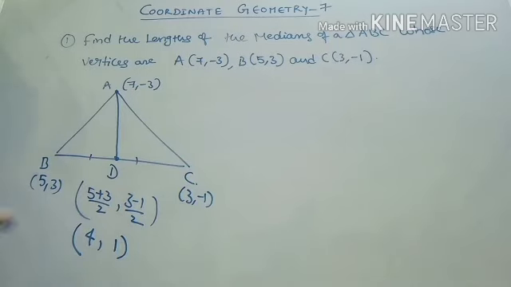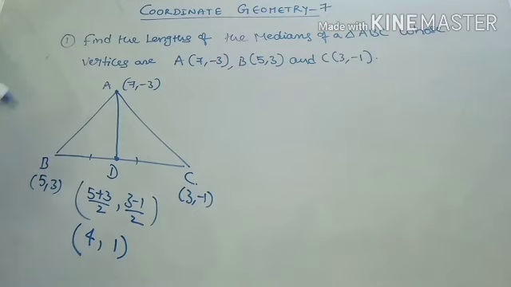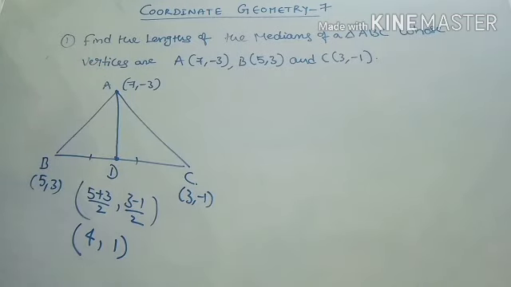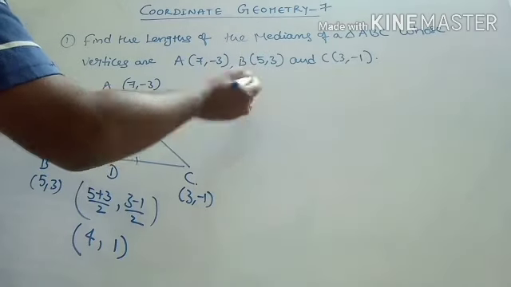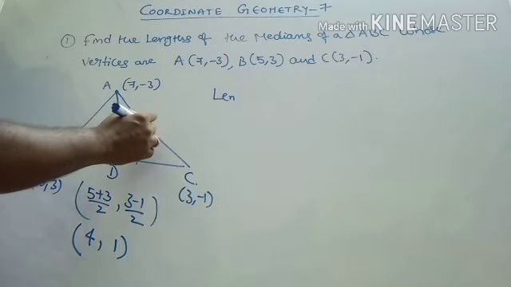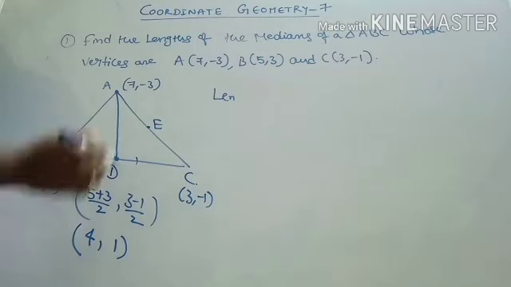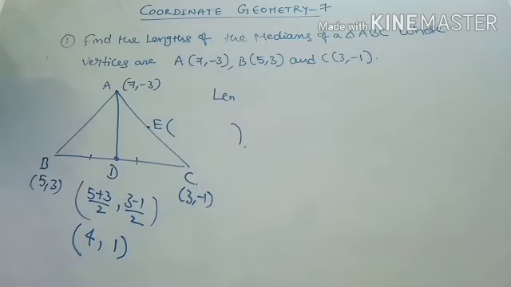Now let us find the length of the median AD, the line segment from the vertex to the midpoint of the opposite side. First, let us find all the midpoints and we will proceed further. E is the midpoint of AC. How are you going to get that also? Let us do that one, my dear students.